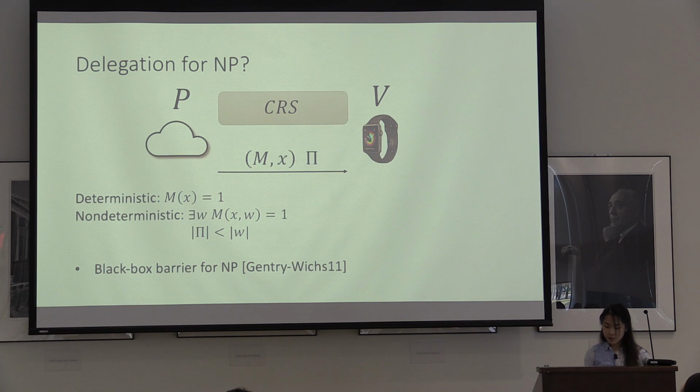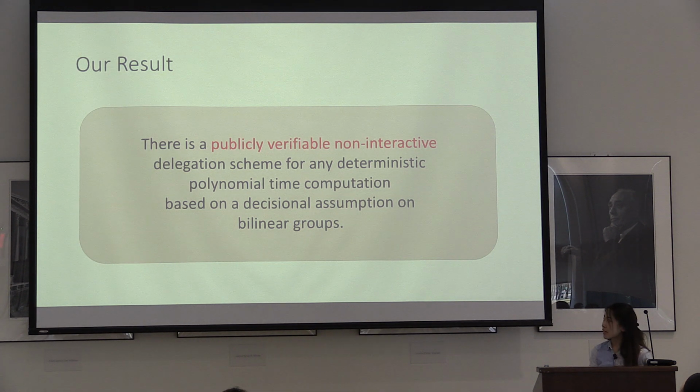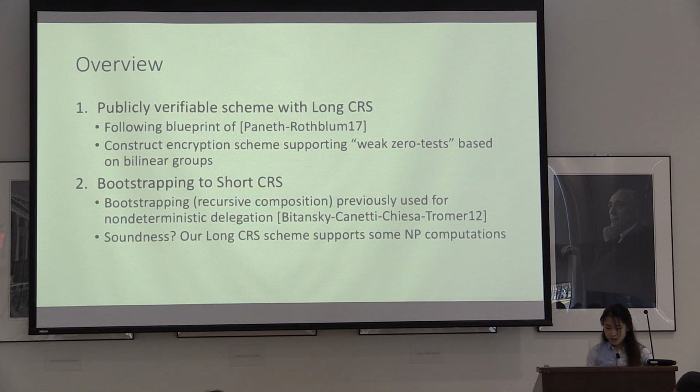So for deterministic computations, our result is that there is a publicly verifiable, non-interactive delegation scheme for any deterministic polynomial time computation, and it will be based on a decisional assumption on bilinear groups. For now, I'll just mention that the assumption will be on relatively few group elements, and it does hold in the generic group model, and we'll see it explicitly later.